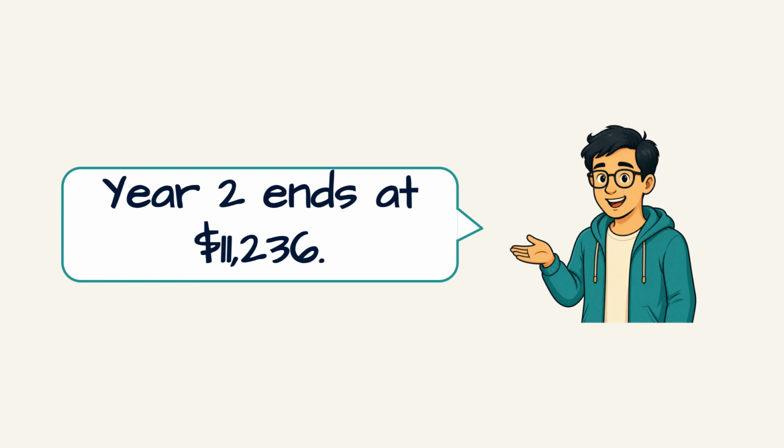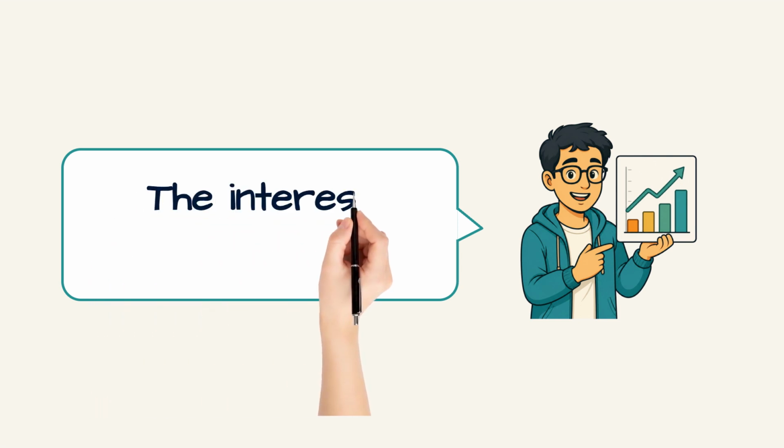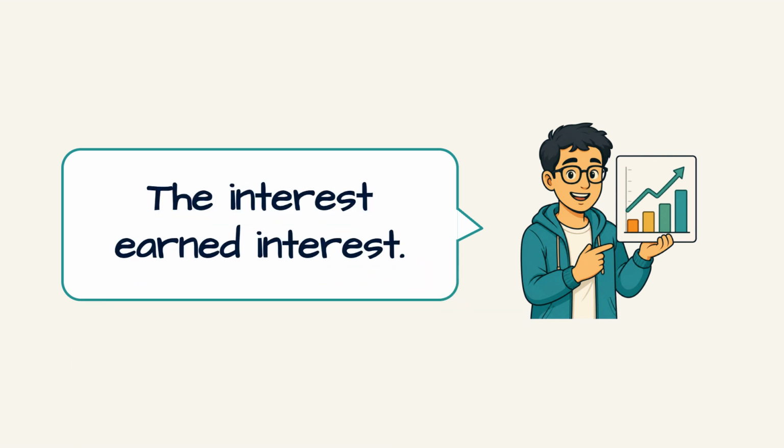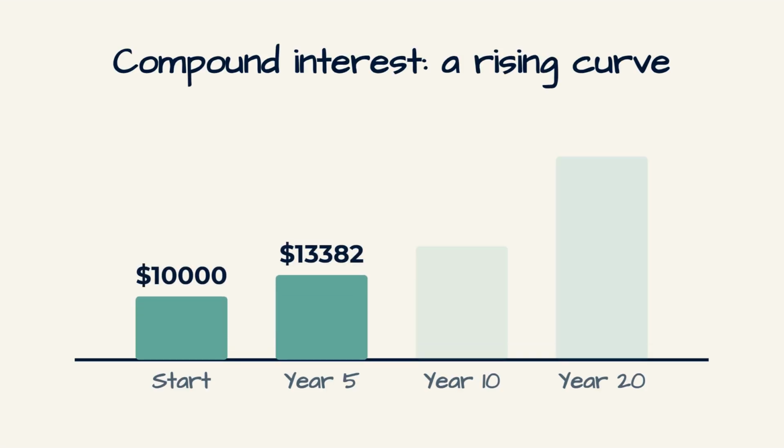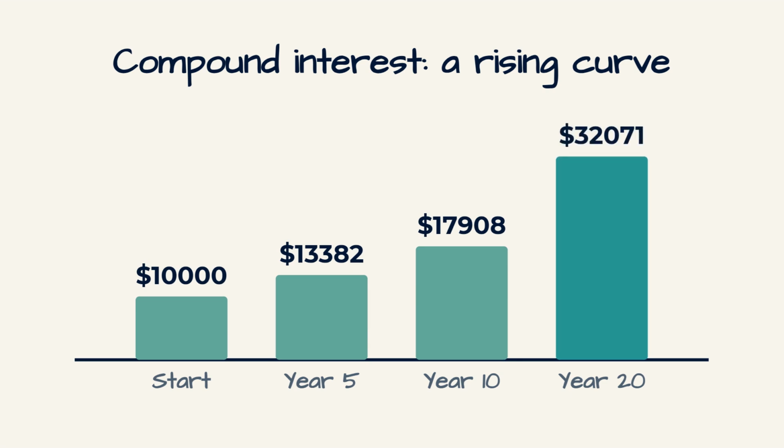A tiny lead now, but that bigger base earns even more next year, which makes the base bigger still. That's the whole secret in one sentence. With compounding, your interest earns interest. Repeat that for enough years, and the numbers stop being small. After 5 years, about $13,400. After 10 years, almost $18,000. After 20 years, over $32,000. This isn't a straight line anymore. It's a curve that bends upward.